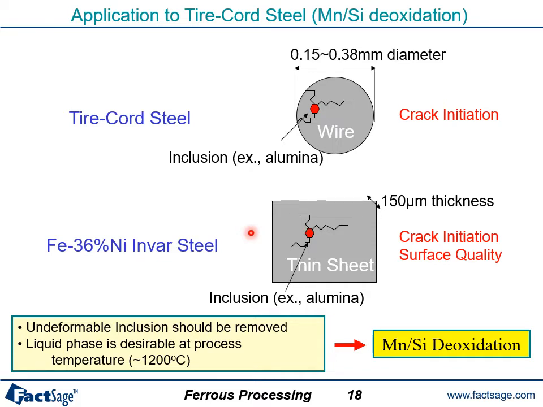However, while we are reducing the oxygen content, we can make MnOSiO2 and Al2O3 type of inclusion. And those inclusions sometimes can be in the liquid state, even at around 1200 degrees Celsius or even below that temperature. They can have a less harmful effect for this kind of crack formation. So for some special steel grades, people used MnSi deoxidation technology rather than aluminum deoxidation technology to remove the oxygen content.